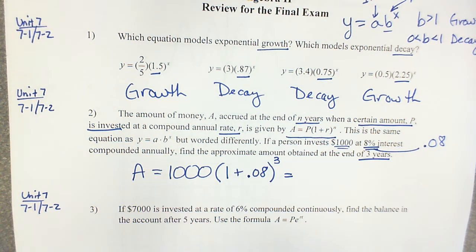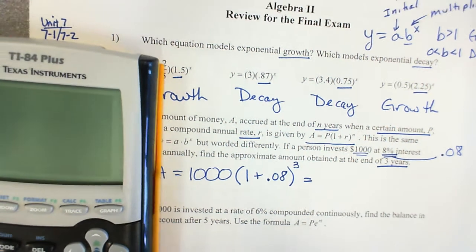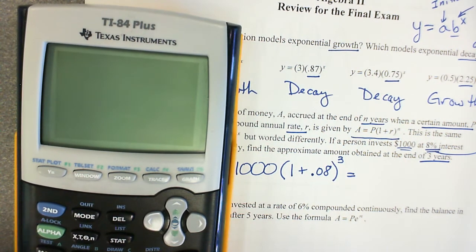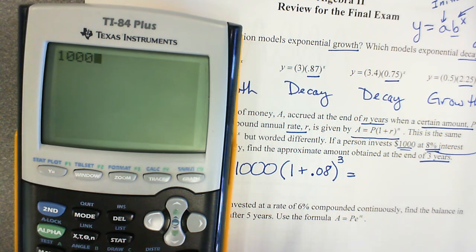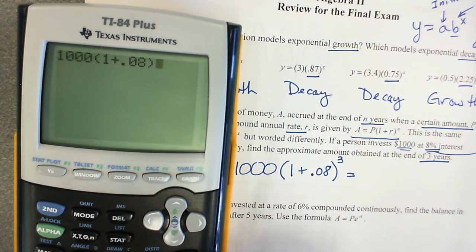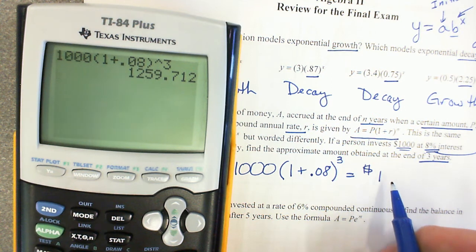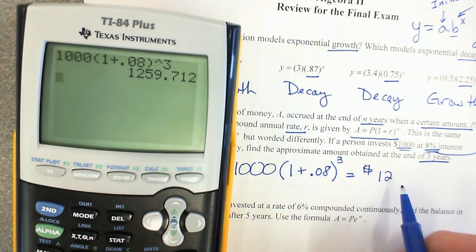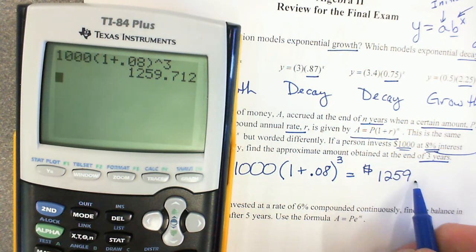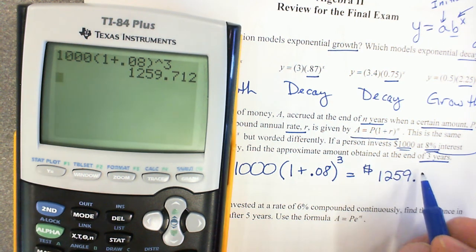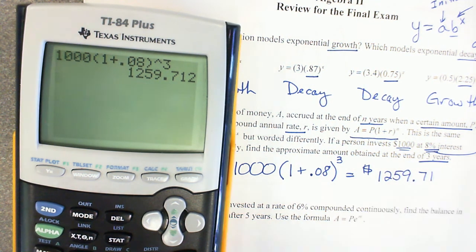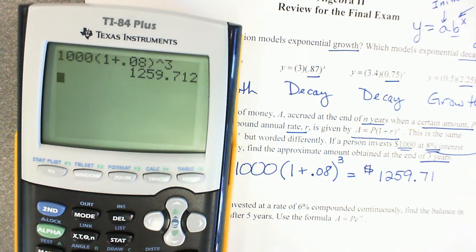So now we're going to plug that into our calculator. So on your calculator, we have 1,000 parenthesis 1 plus 0.08 to the power of 3. We get an answer. So this is 1,000, which should be at least 1,000, $259.71. Okay, so there is your answer for number 2.